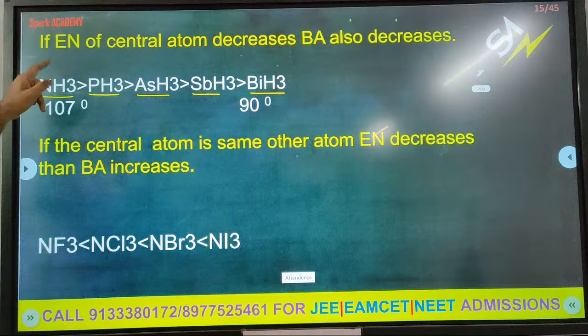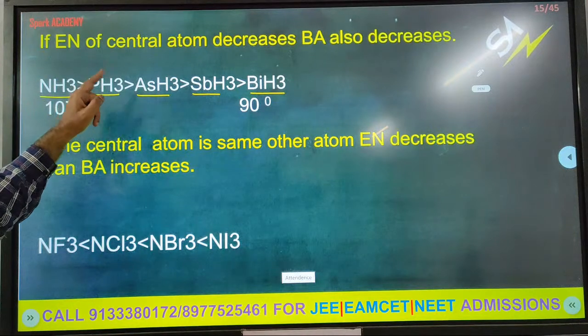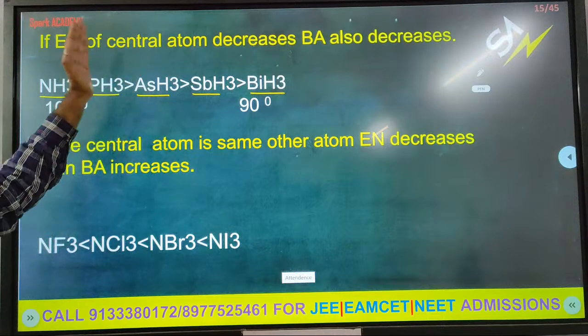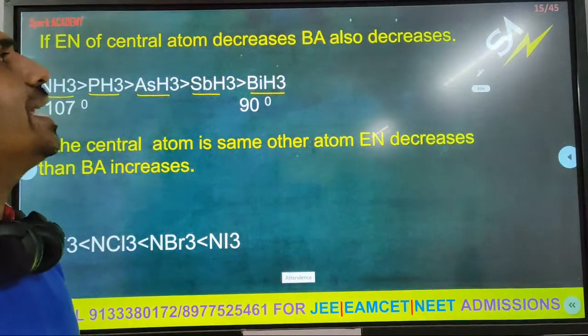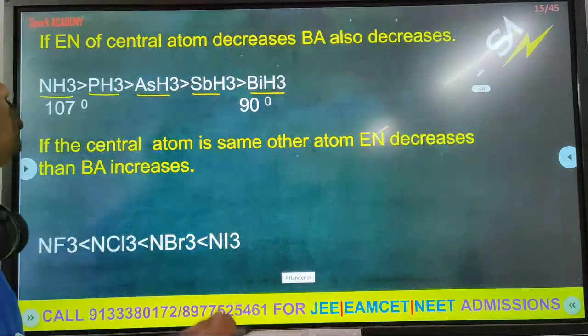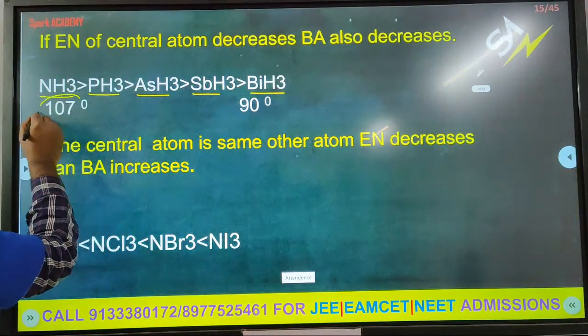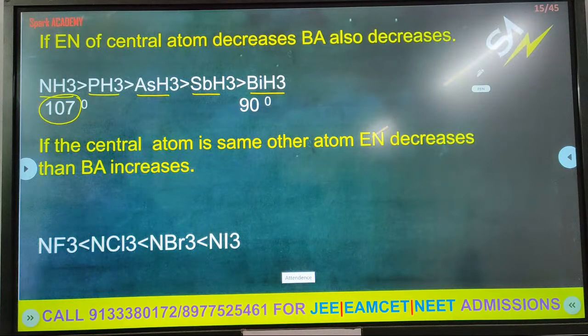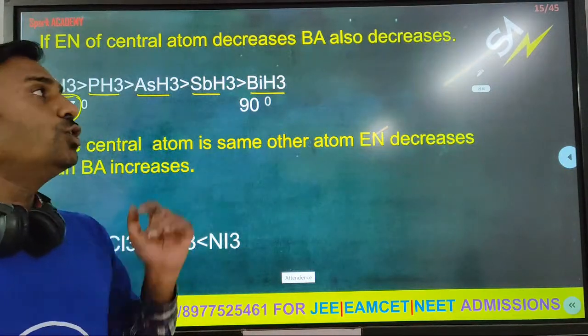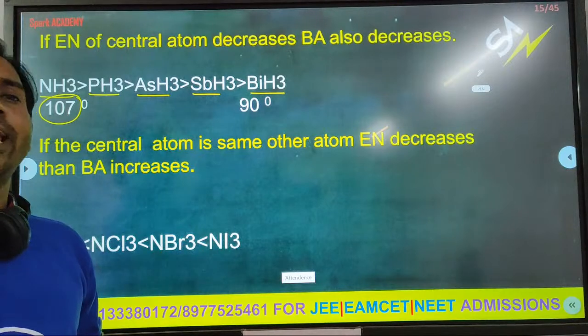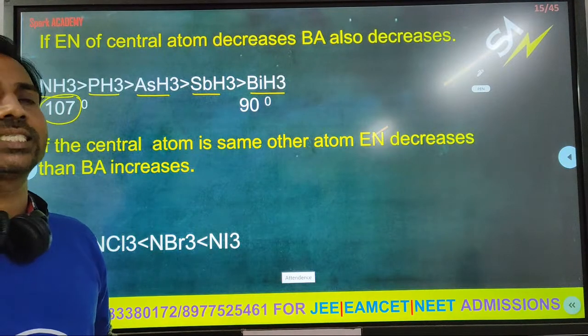So electronegativity decreases down the 15th group elements from nitrogen to bismuth. If the central atom is nitrogen, phosphorus, arsenic, antimony, then its electronegativity decreases, and then the bond angle also decreases. What is the bond angle in the case of ammonia? 107. What about in bismuth? 90. So is it decreased or increased? It is decreased due to the central atom electronegativity decreasing.